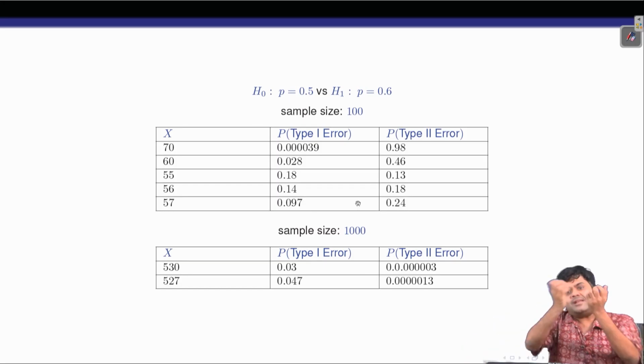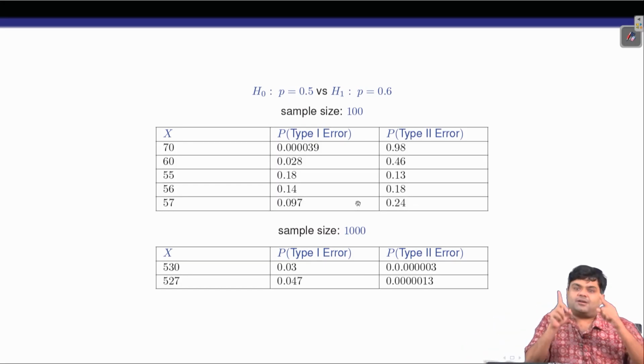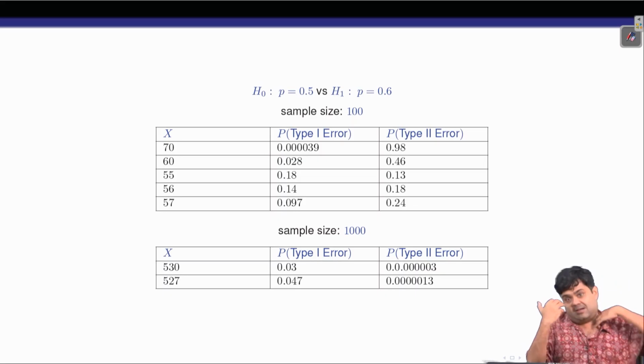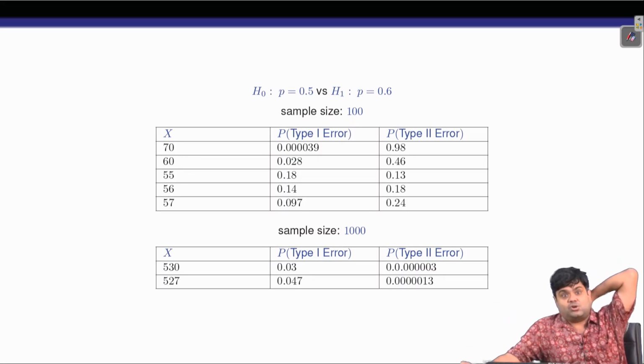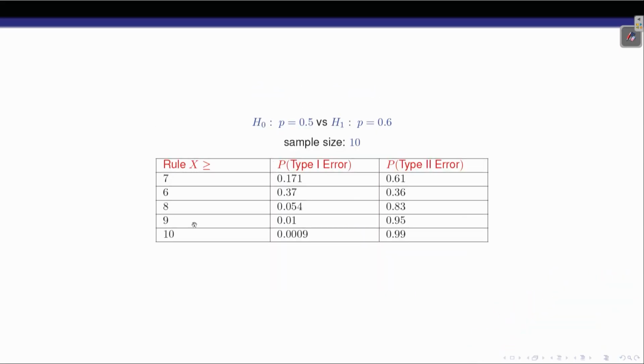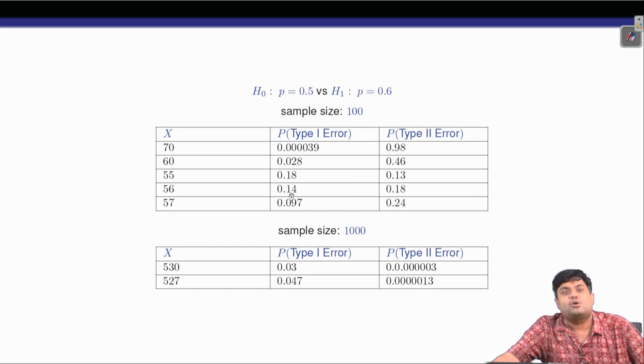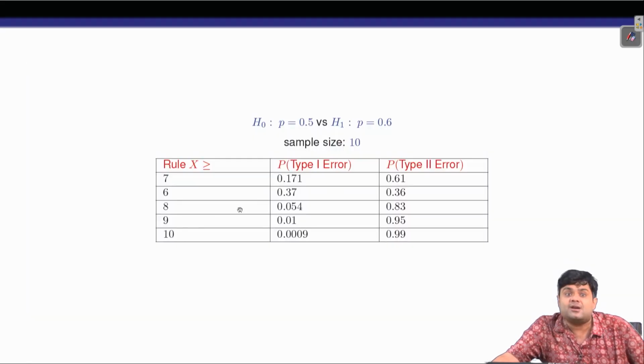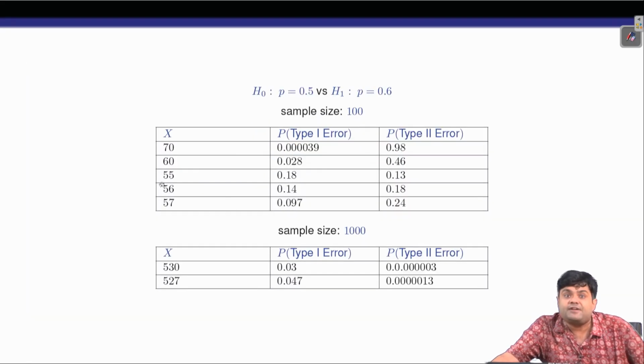Already the situation gets better. You can choose a finer rejection rule. Here we saw that 5 or 6 is definitely not going to work. 6 already has type 2 error 0.37, so choosing 5 will be much worse. But here, on the other hand, 55, 56 is giving you a fairly good rule.